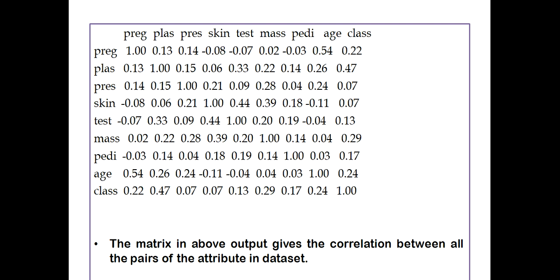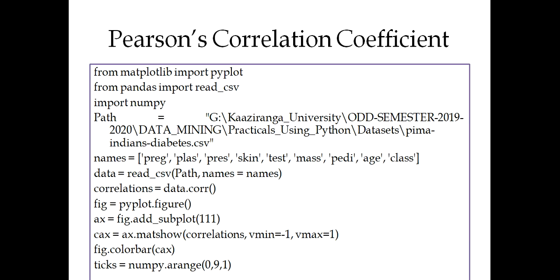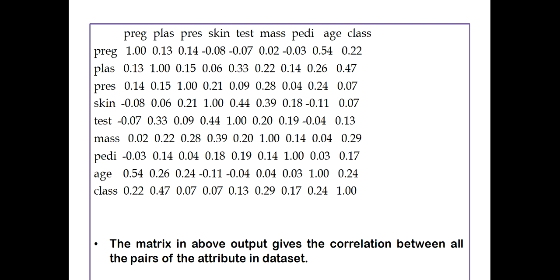So in the last lecture, you have seen that we have gone through the implementation process of Pearson's correlation coefficient, and these are the codes for implementing them. We have gone through them. Then we have seen that the output is coming like this. Okay, so this is our matrix, that is the correlation matrix. So this preg, plas, pres, skin, test, mass, pedi, age, class. Similarly, you will see these same attributes here.